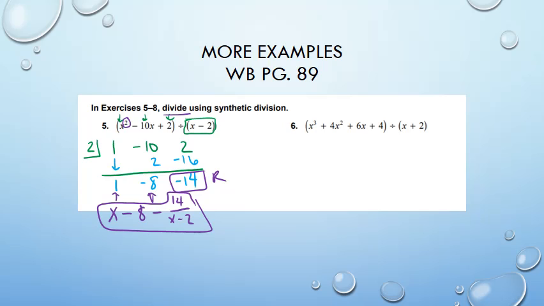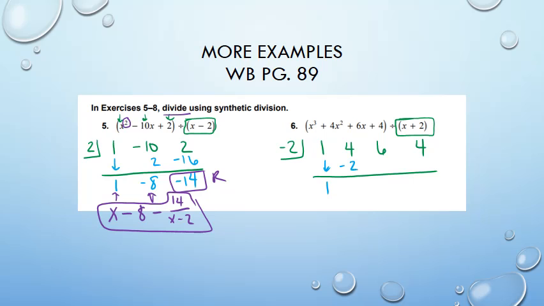All right, let's try another one in number 6. So we're going to take x plus 2, set it equal to 0, because remember we only want numbers for synthetic division. And then we want all of our coefficients. So we have 1x to the third plus 4x squared plus 6x plus 4. Only the numbers. Then we're going to drop 1.